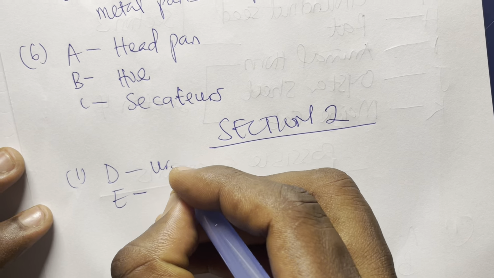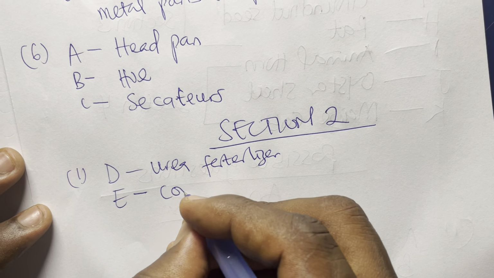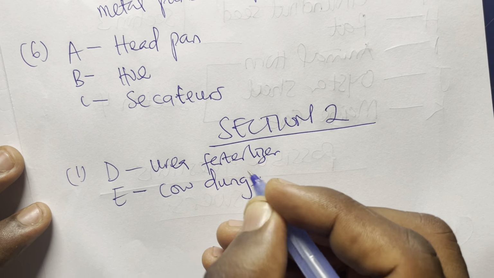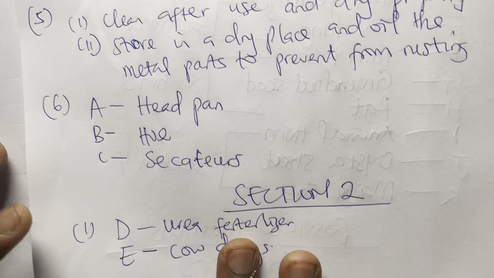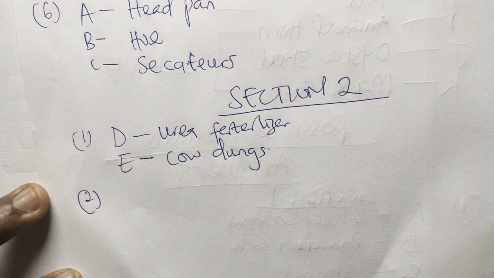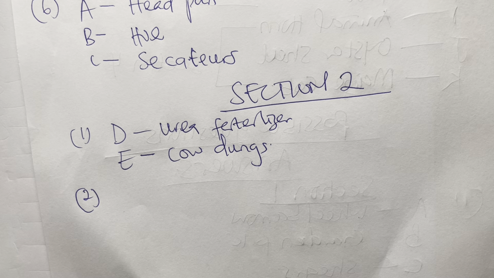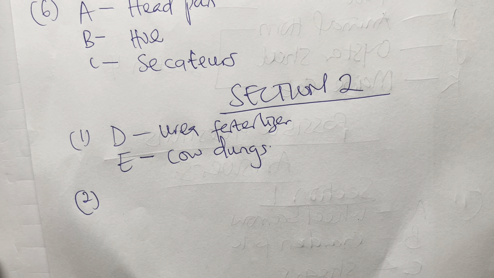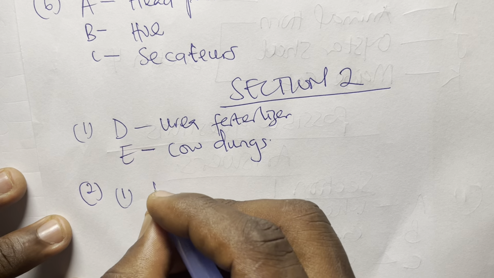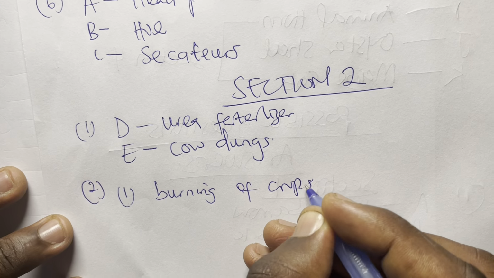So this one is urea fertilizer, and this other one is what? Cow dung. As you can see it here, cow dung. Look at it here. All right. So after this, the next question they can ask you based on this section 2 in my classification is that they can ask you to state 3 effects of excess application of specimen D on the farmland. If you apply too much of urea on the farmland, what is the effect? So number 1 is that it's going to burn the crop, so that is burning of crops.